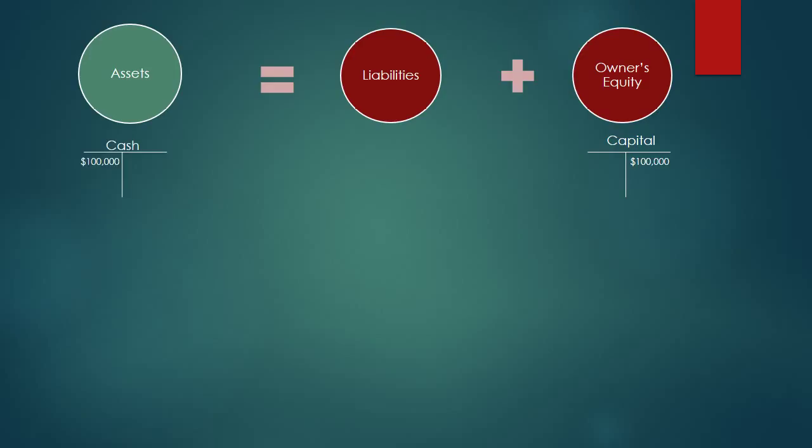Now that capital goes into cash. I also show that cash account as a T account, and I show $100,000 on the debit side because when we want to increase the value of an asset account, we debit. And we're in balance, 100,000 cash, 100,000 capital. Now let's see what that looks like journalized.